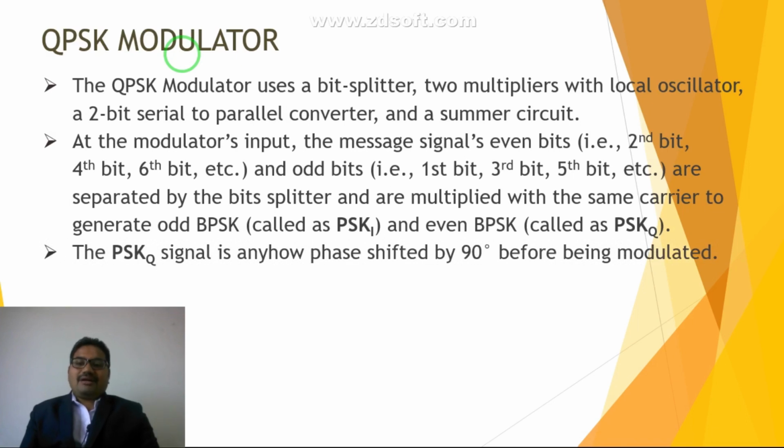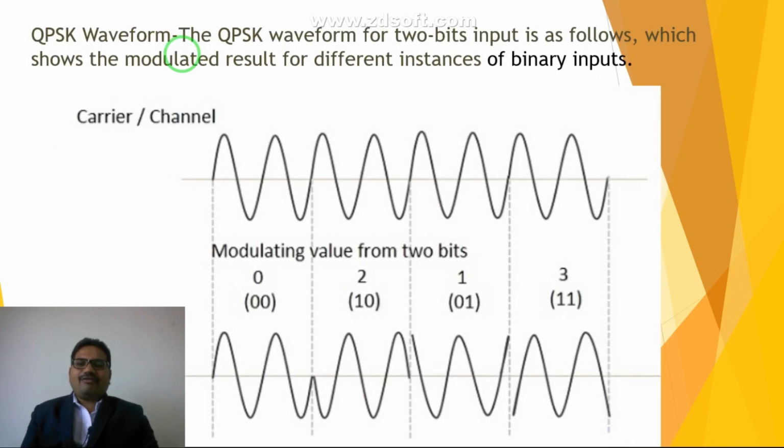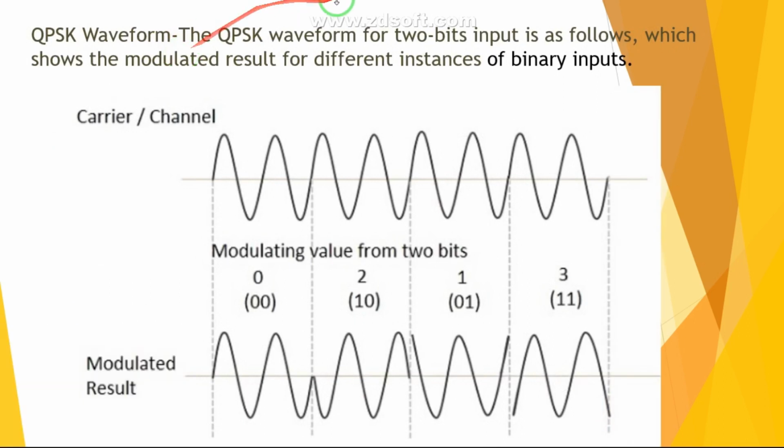After that, this PSK, that is your even BPSK signal, is phase shifted by 90 degrees before modulation. This is the waveform of your QPSK. You can see that 4 symbols are there, and how the phase variation occurs differently at the different transitions, that is 00 to 10, 10 to 01, and 01 to 11, how the transition takes place.